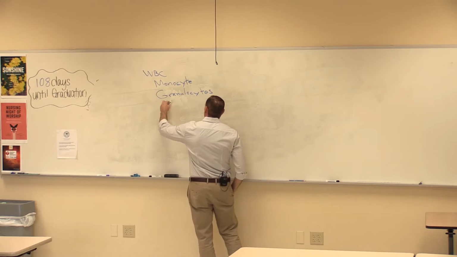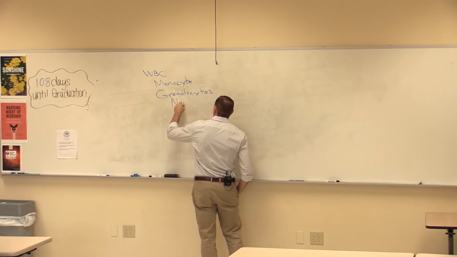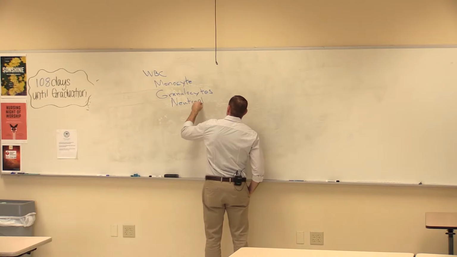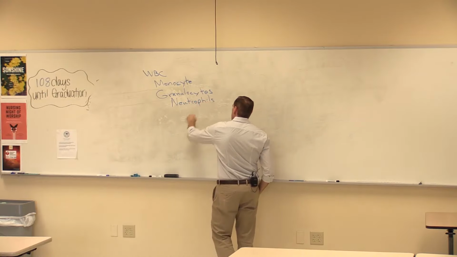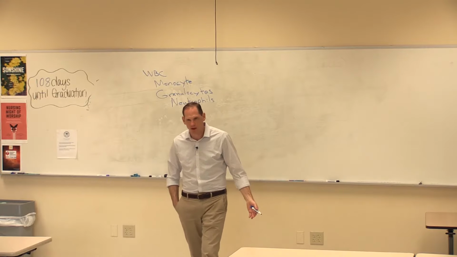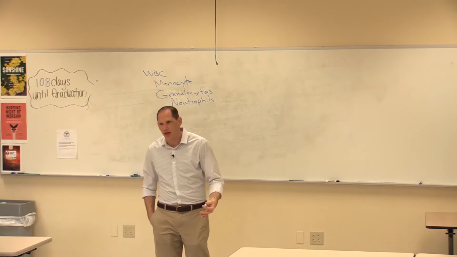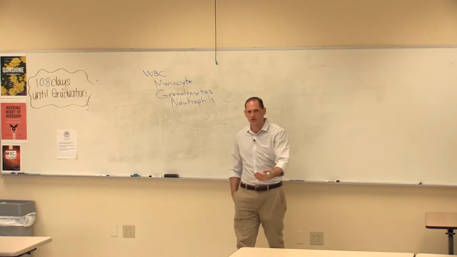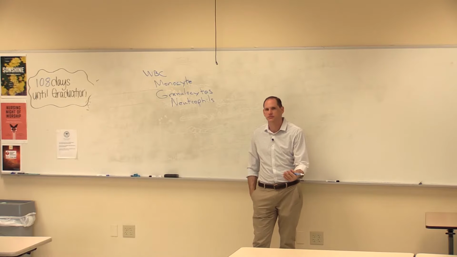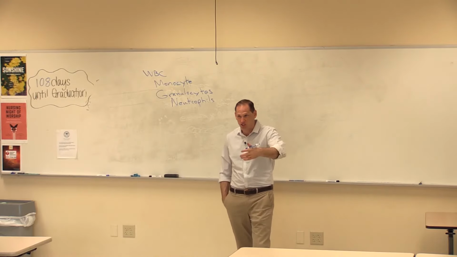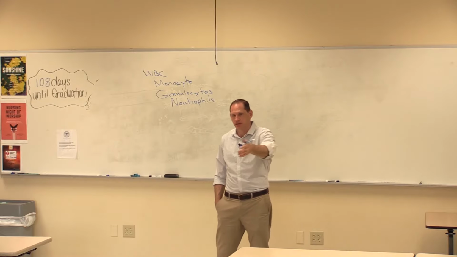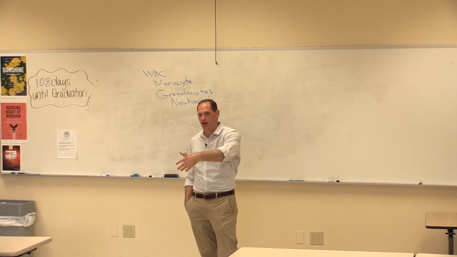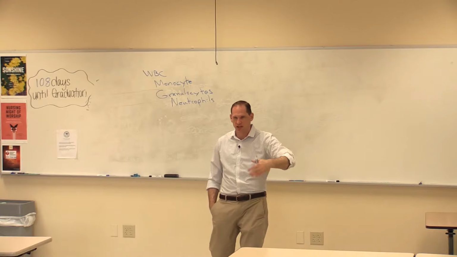The first ones are called neutrophils. These are the most numerous of your white blood cells. It's around 60% of your white blood cells are neutrophils. And they are also phagocytic. What does phagocytic mean? Phago, eat, cytic, cell. So it's a cell eater, just like a macrophage.